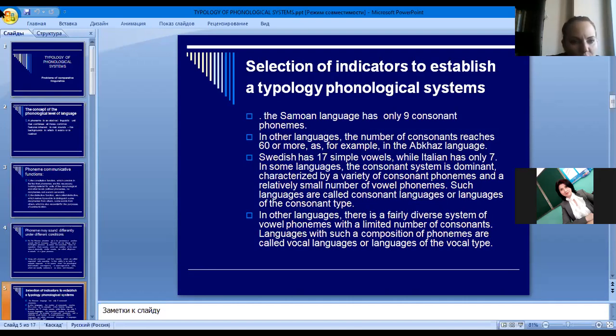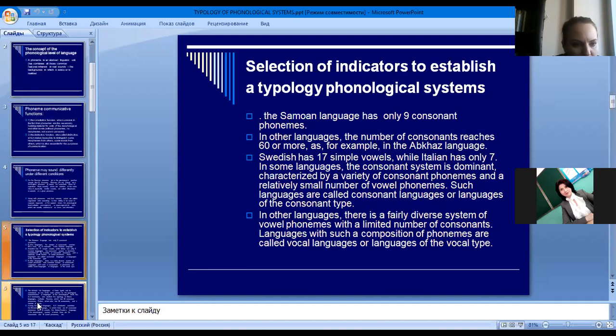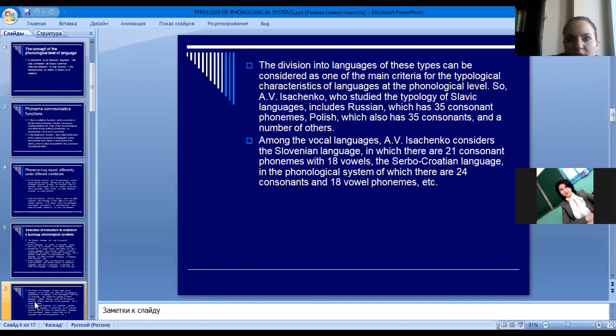The division into languages of such type can be considered as one of the main criteria for the typological characteristics of languages at the phonological level. So, Isachenko, who studied the typology of Slavic languages, which includes Russian, wrote that Russian has 35 consonant phonemes.